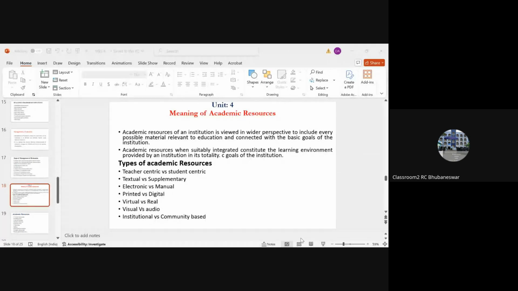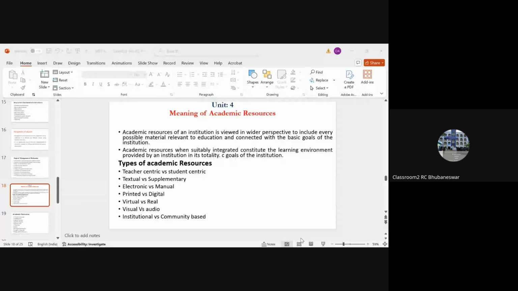Then supplementary materials, because community gives us a variety of supplementary materials. Suppose mass media: newspaper, magazine, weekly magazine, daily magazine, a variety of newspapers in English, Odia, and other languages, leaflets, pamphlets, charts. All come under supplementary materials.